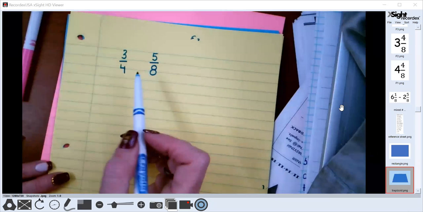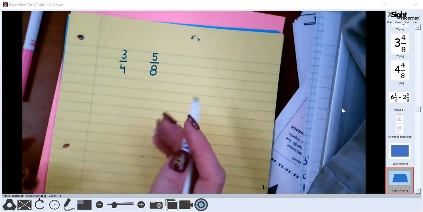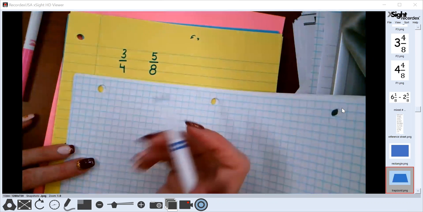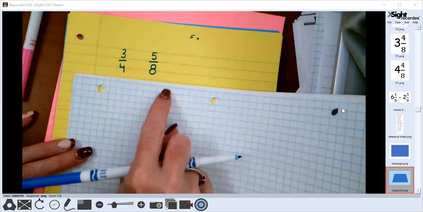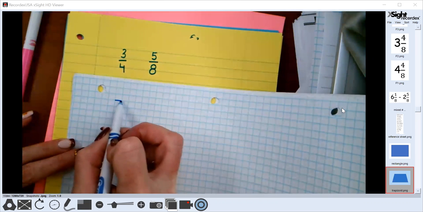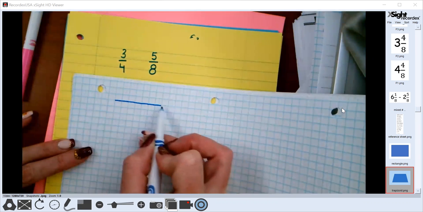All right, so the first problem that we want to deal with is we're looking to compare 3/4 to 5/8. Now, we could draw it out, which is a strategy that can be used, but it can be difficult to use. So I know that the greatest amount of space has to be 8. 1, 2, 3, 4, 5, 6, 7, 8.